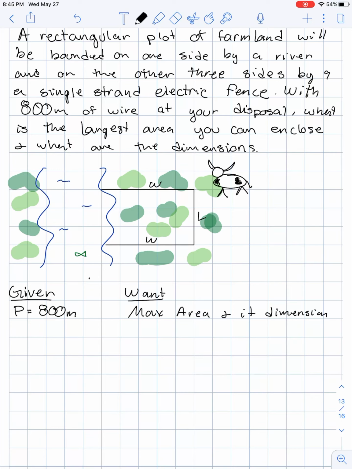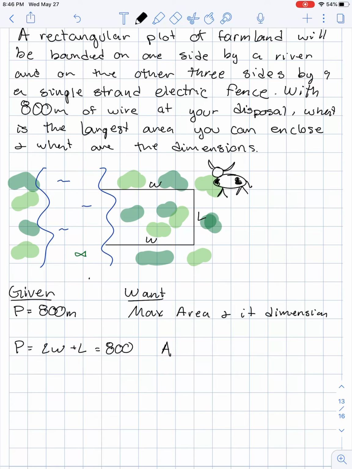So now let's create the equation for length and width. I know perimeter is going to be 800, but my perimeter isn't going to be 2 times the length plus 2 times the width, because I don't have all of that. I'm missing one of my sides. So if I just add them all up, I have 2W plus L. Well, I know that needs to equal 800.